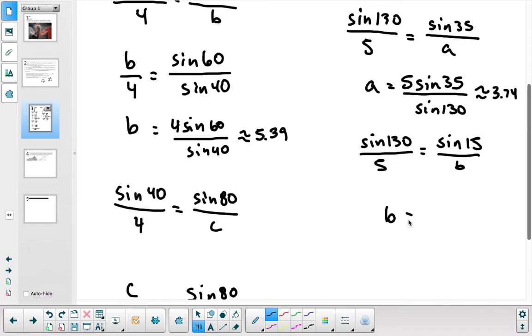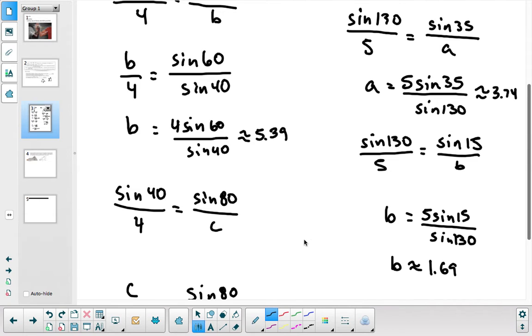Again, solving for B. We have this. And that means that B is about 1.69. Alright, so again, it's in order from least to greatest according to the angles as well as the sides.